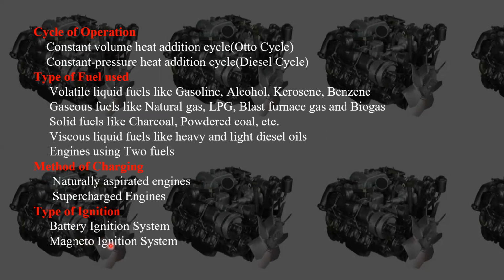And coming to the magneto ignition system, here with the help of a magnet, we are going to generate power, and that power is going to generate spark between the two electrodes of the spark plug. Okay, which will help to ignite, which will take an initiation to ignite the fuel, or air-fuel mixture, or charge. Okay, that is the classification here.